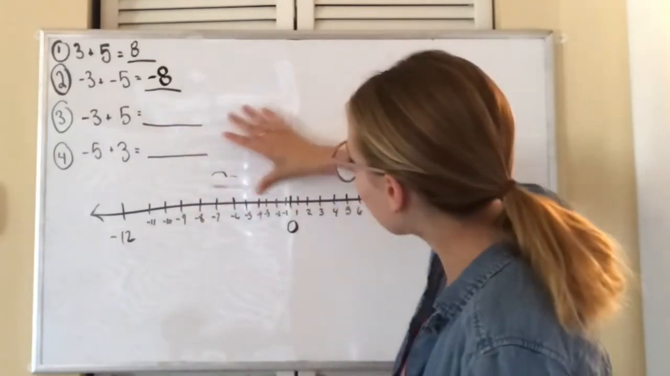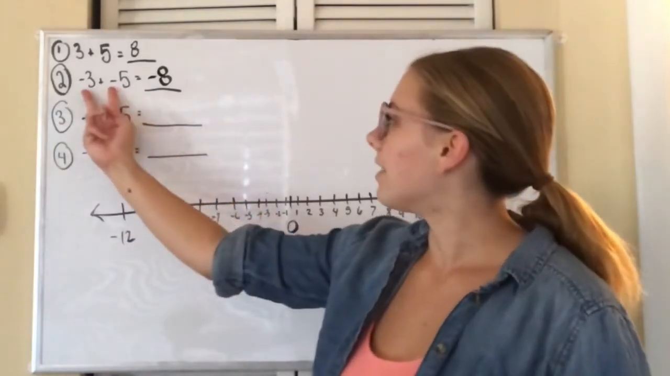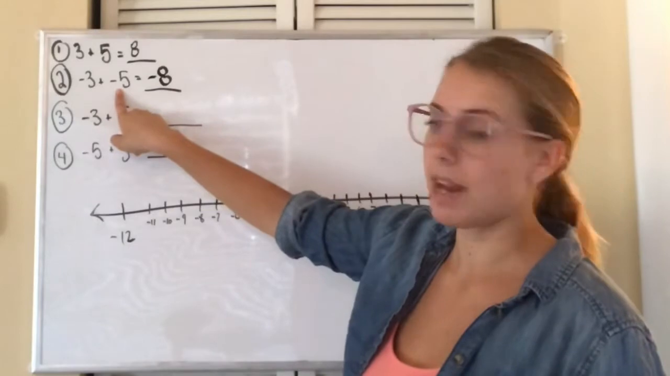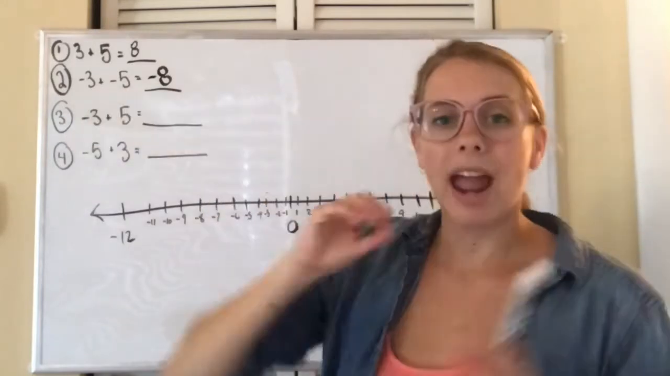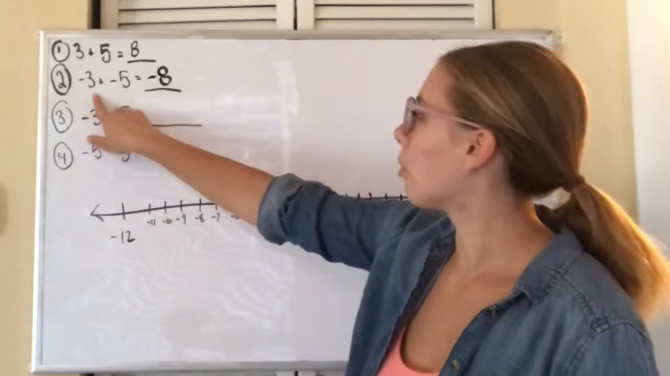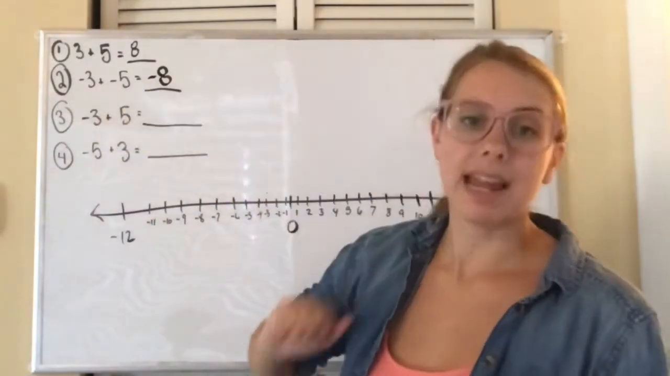This goes along with the part of the song that says same signs add and keep. These guys have the same sign right here. Negative 3 and negative 5 are both negative. So we'll add their absolute values. That's just the positive version of this number. So 3 plus 5 is 8. They're both negative, so I keep the negative sign.